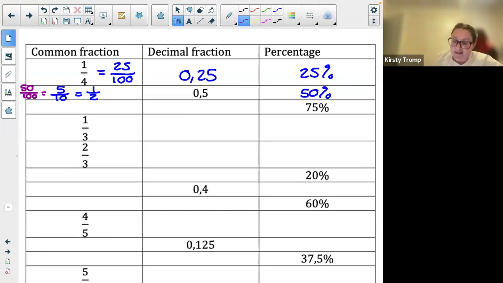So 5 times 10 gives me 50. Right. Now they've given me 75. Easiest to do my fraction first. So 75 is equal to 75 over 100. What goes into 75 and also goes into 100?